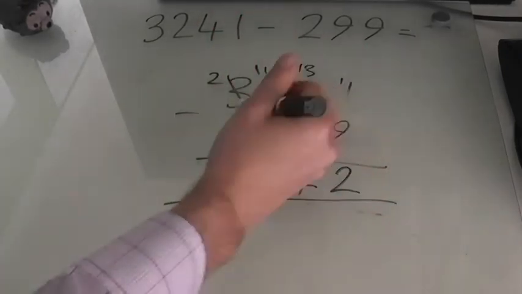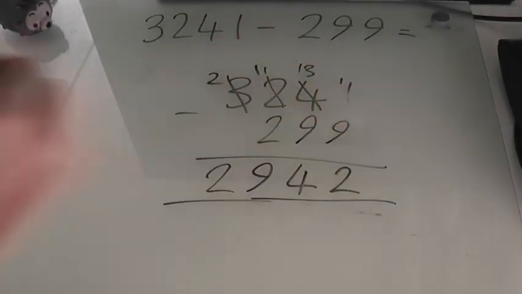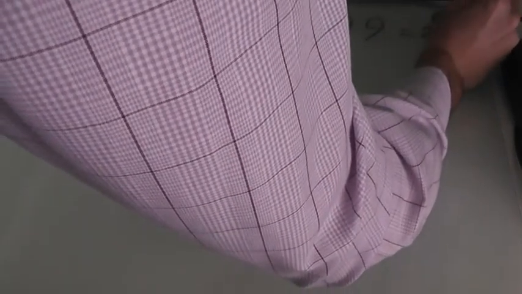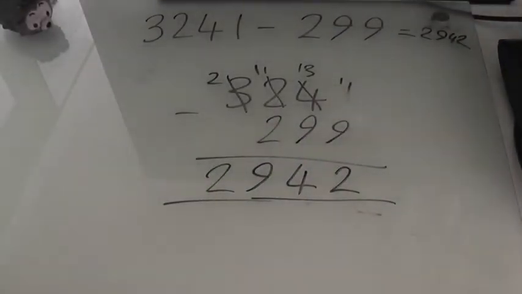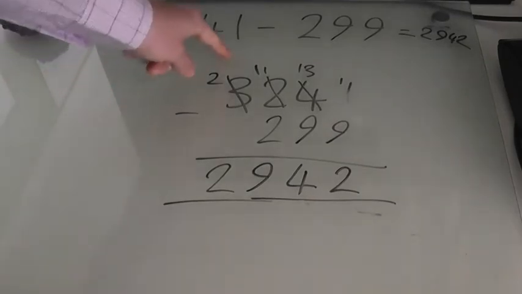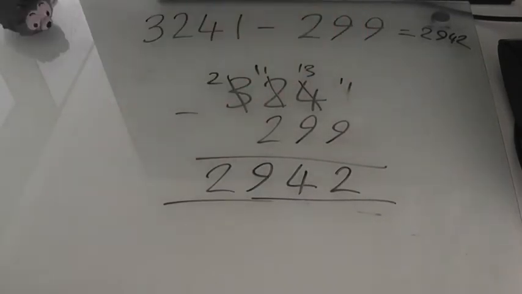2000 take away nothing in the thousands column, so we've got 2942. Put that up in our calculation, and there we go. You've now done a 4-digit number take away a 3-digit number.